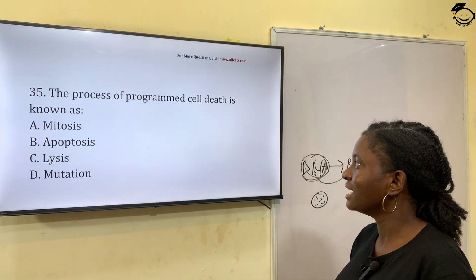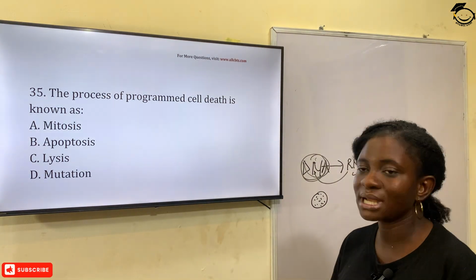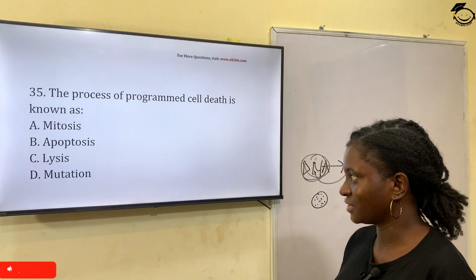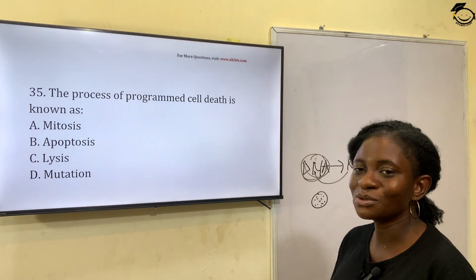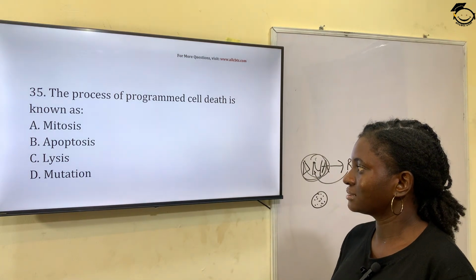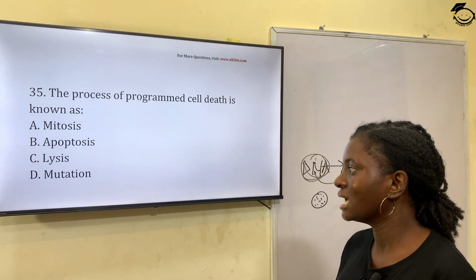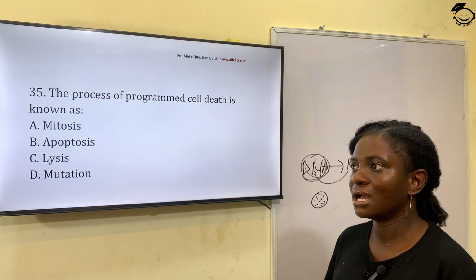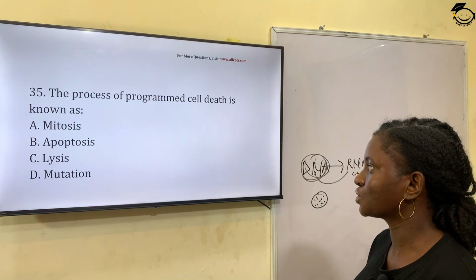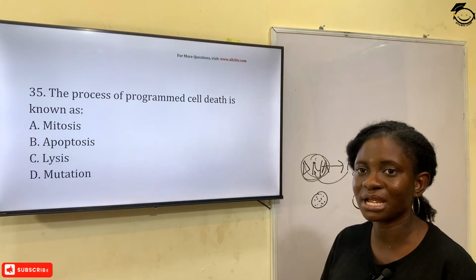Question 35. The process of programmed cell death is known as A, mitosis. Mitosis is involved in cell division. Apoptosis is known as automatic cell death. So programmed cell death is apoptosis, while lysis has to do with cell bursting. Mutation has to do with a change in DNA sequence. So the correct answer to this question is apoptosis, which is known as programmed cell death.